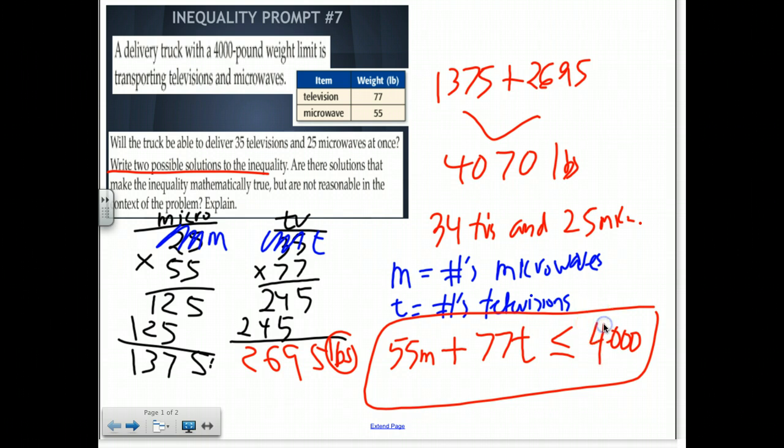4,000 pounds. Okay, right? So here, we can sit here all day and we can name solutions. And honestly speaking, you can have infinitely many solutions, right? But here's the question: are they all reasonable solutions? Can you give me a case where it is a solution, but it's not reasonable?